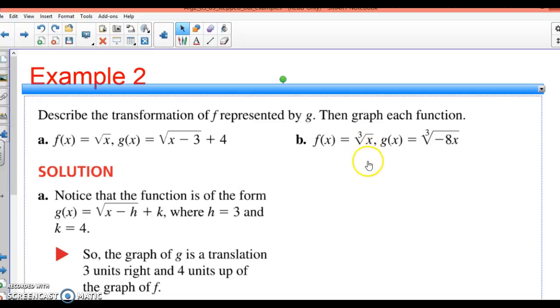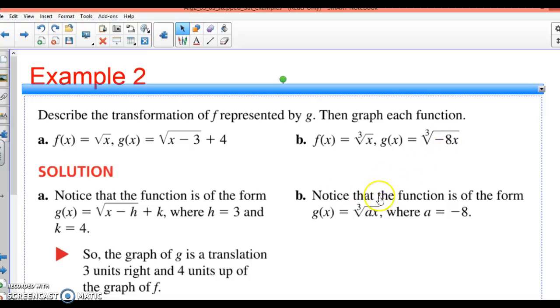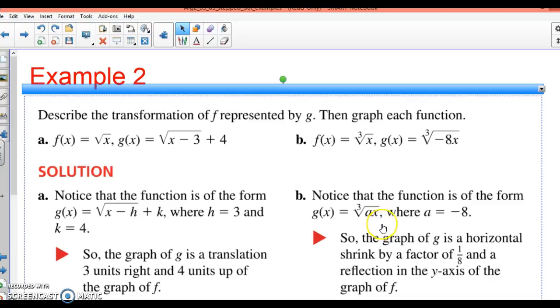I have something similar here with the cube root function, but my transformations really do the same thing. I see I have a negative inside here, and I have an 8. That's going to be my a, or what we looked at on the sliders in Desmos was our b value. My graph here doesn't have any translations because I don't have any other number here or here, so I just have a shrink. I shrink this by a factor of 1/8, and it reflects across the y-axis because I have this negative sign here.